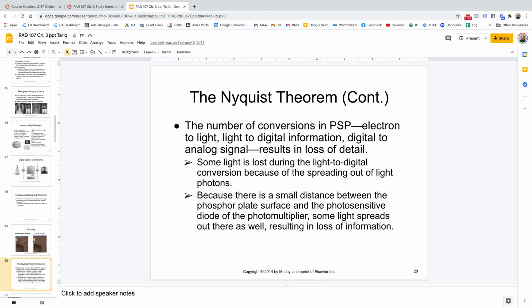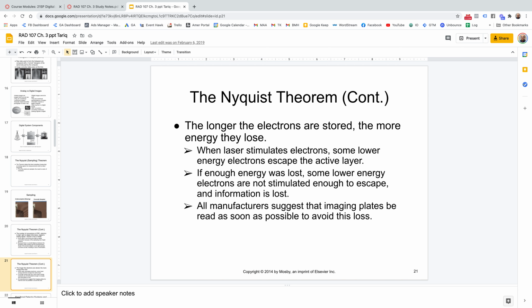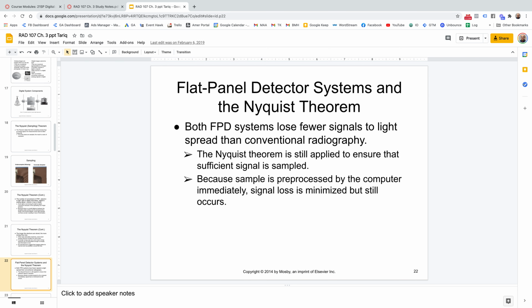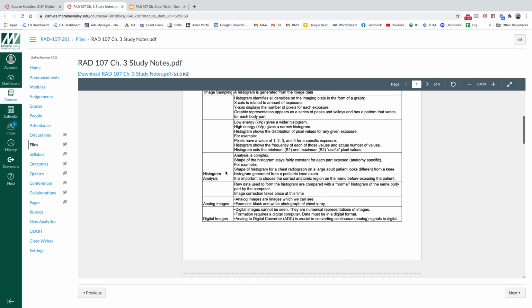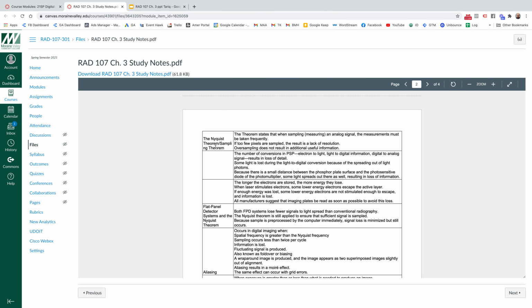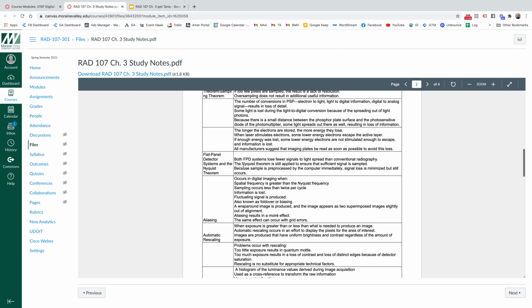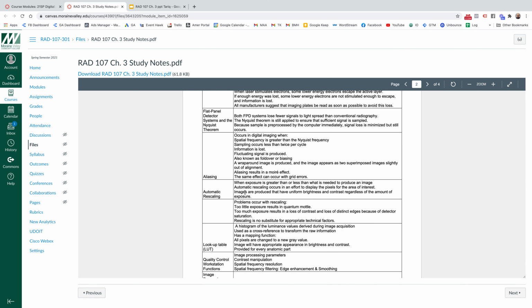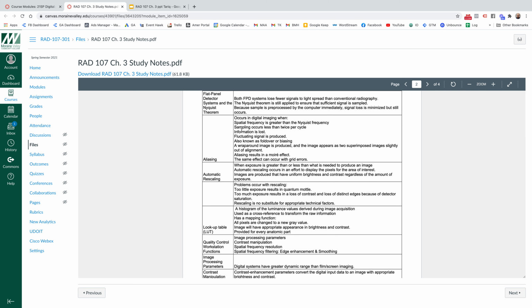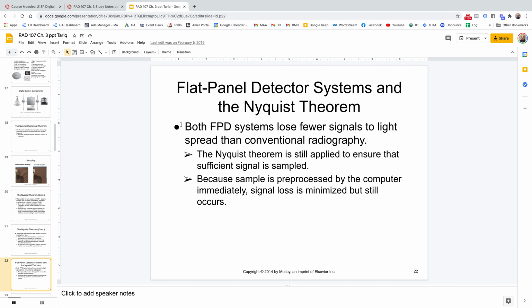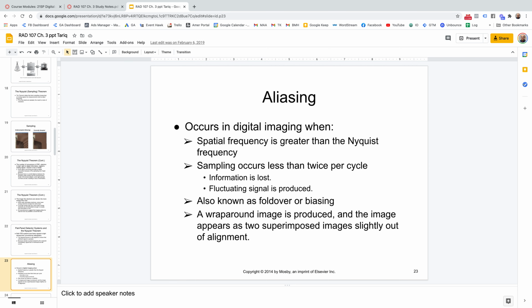The number of conversions in a photostimulable phosphor plate, electron to light, light to digital information, digital to analog signal, results in loss of detail. Skip over this, skip over that. So this is perfect, where you want to look here. For the Nyquist theorem, if you go through these, they'll make a lot more sense looking at them in the table, because you're comparing the FPD and the PSP as far as Nyquist theorem.